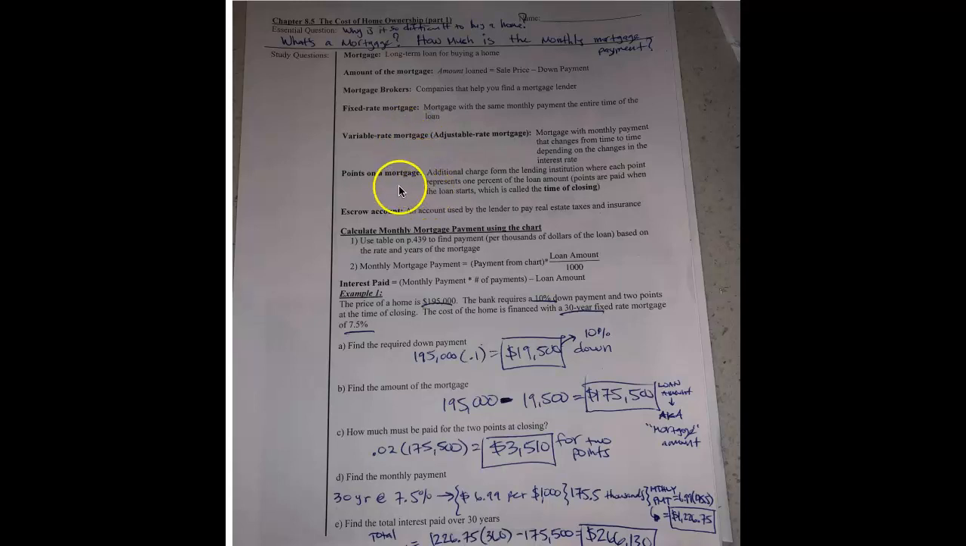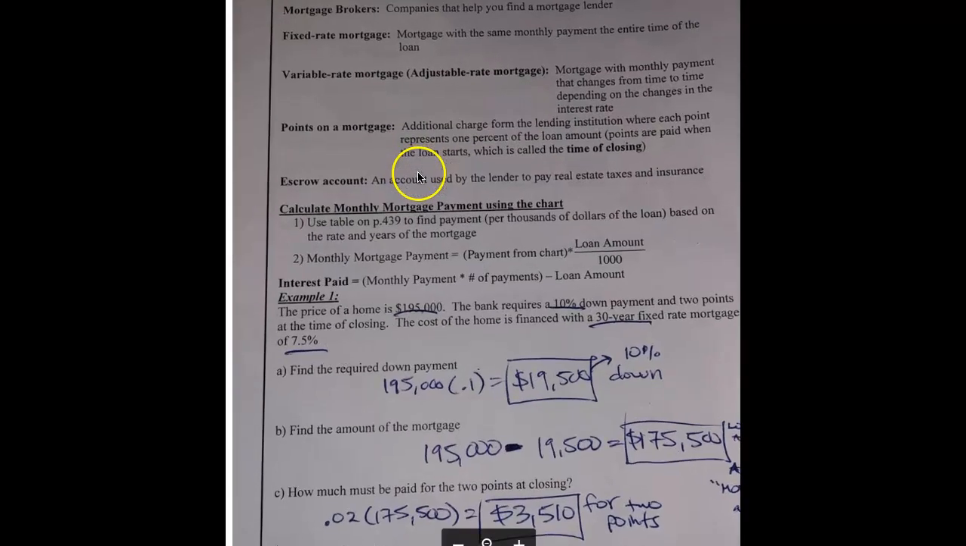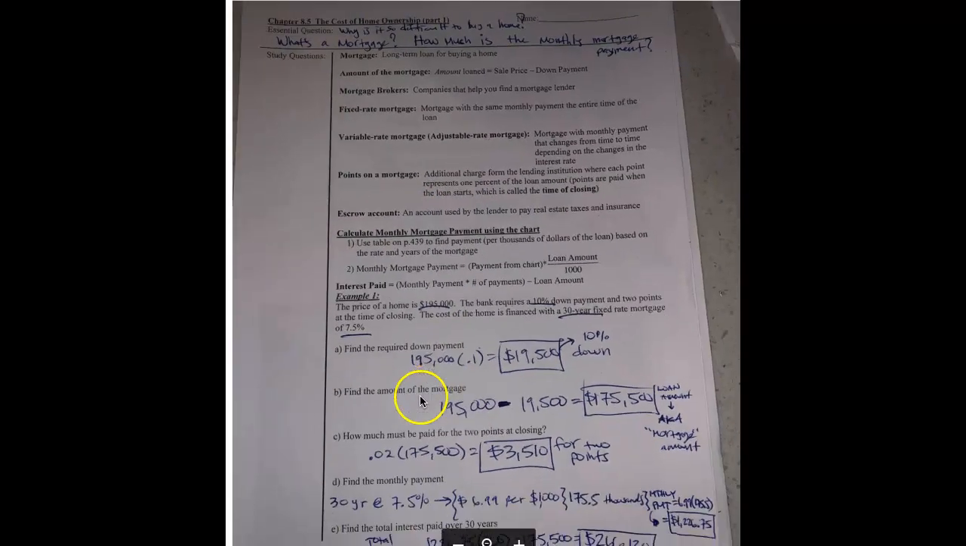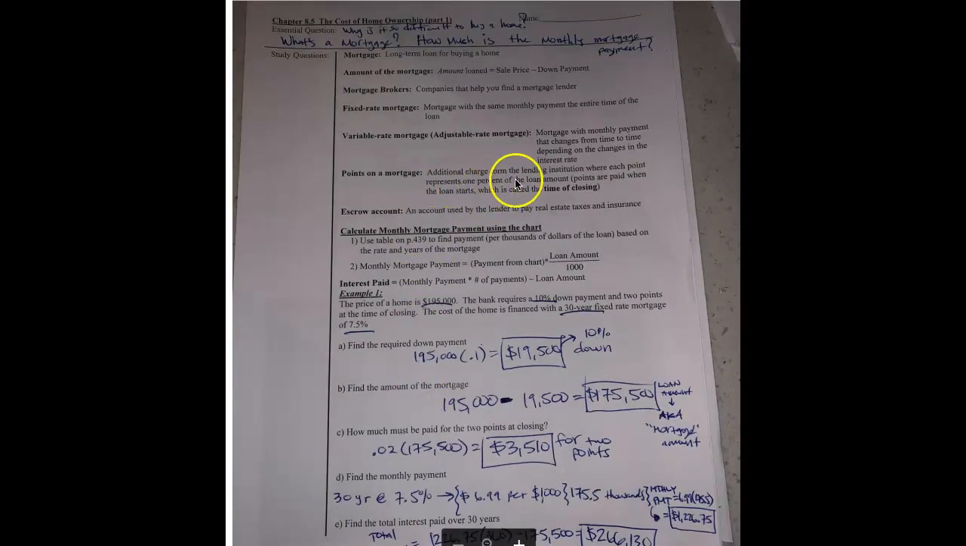And rates we'll have to use too, but in particular here we'll have to use a point on some of these problems. A point being an additional charge from the lending institution where each point is 1% of the loan. So we have some problems where someone has to pay 2 points. They have to pay 2% of the loan due at the time of closing. Again, more vocab that we don't really need to chat about, but is relevant to a home buyer, homeowner.